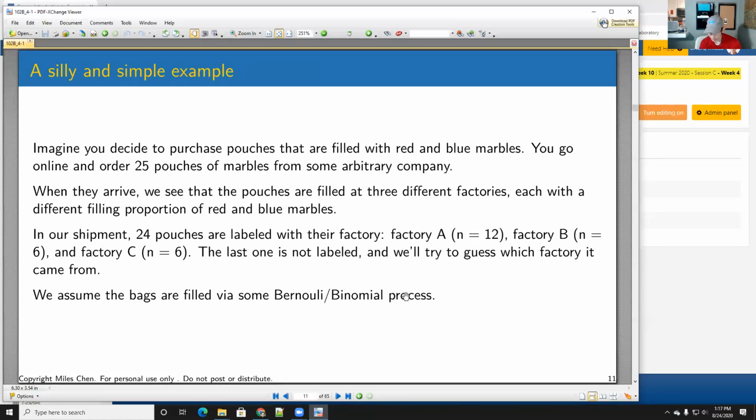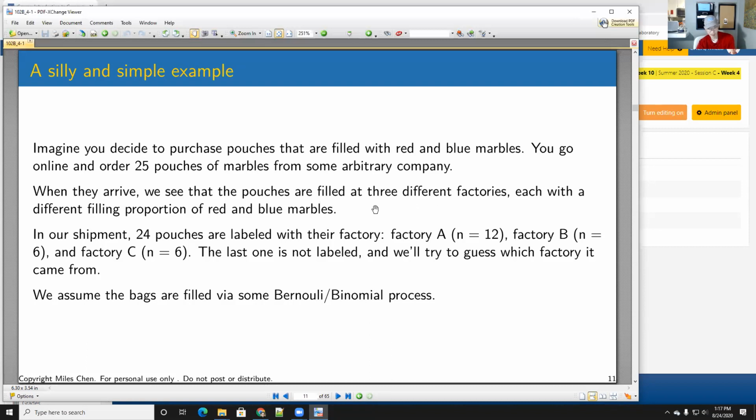So let's say I've got my pouch. It's got some red and blue marbles, okay? Actually, we're buying a whole bunch of these pouches. We're going to have 25 pouches, and we went online, okay? And then when they arrive, the pouches are labeled and they say, this one came from factory A, this one came from factory B, this one came from factory C, et cetera, okay? So they're filled at different factories.